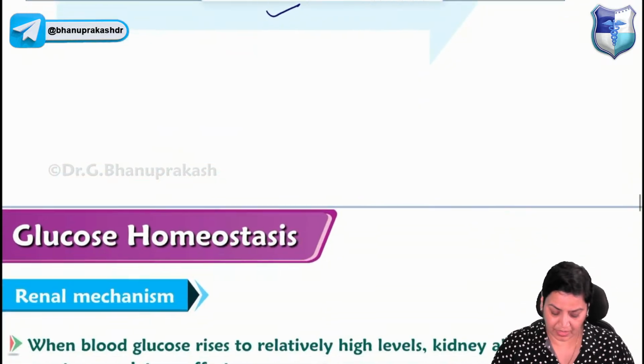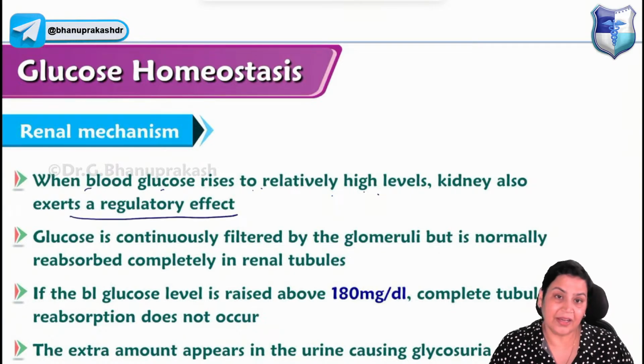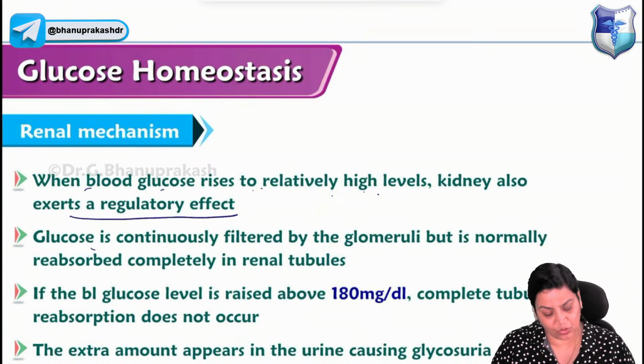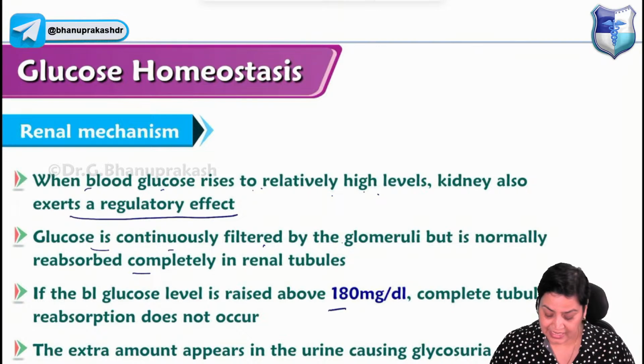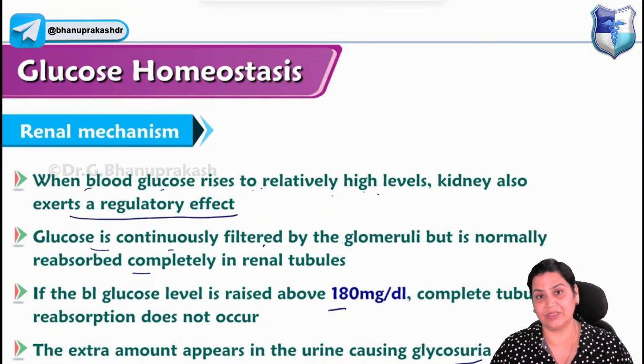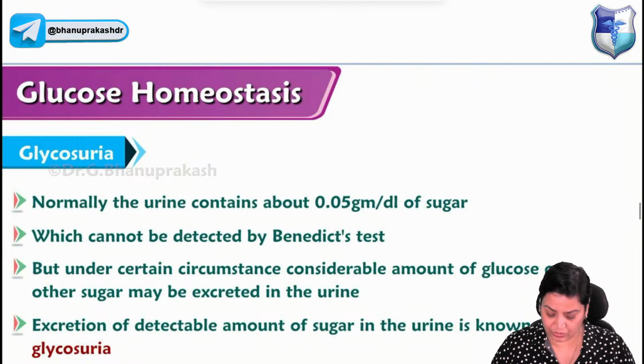Right? See, when blood glucose rises to relatively high levels, kidneys also exert a regulatory effect. Glucose is continuously filtered by the glomeruli but is normally reabsorbed also. And if the threshold is exceeded, the extra amount appears in the urine causing glycosuria, also called the renal threshold value for glucose. Very important. Right? And this is glycosuria.